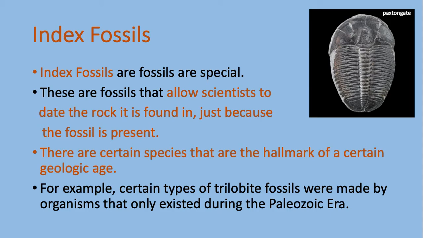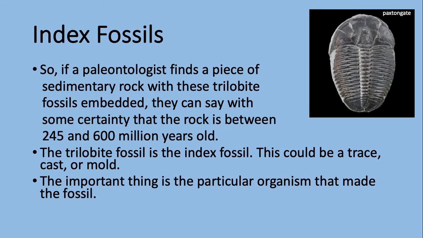There's certain species that are the hallmark of a certain geologic age. For example, certain types of trilobite fossils were made by organisms that only existed during the Paleozoic era. So if you find these trilobite fossils, you can say this rock formed during the Paleozoic era. So if a paleontologist finds a piece of sedimentary rock with these trilobite fossils embedded, they can say with some certainty that the rock is between 245 and 600 million years old. The trilobite fossil is an index fossil. It could be trace, cast, or mold. The important thing is the particular organism that made the fossil.